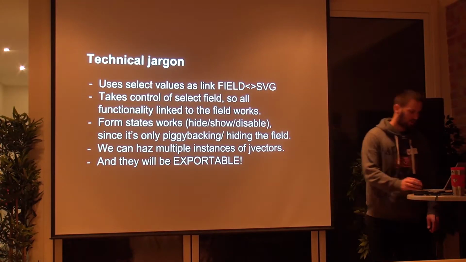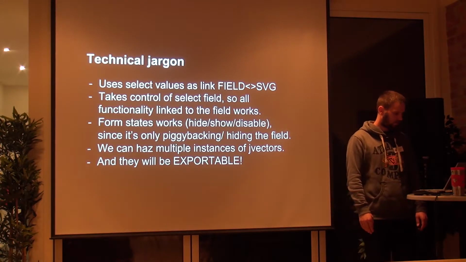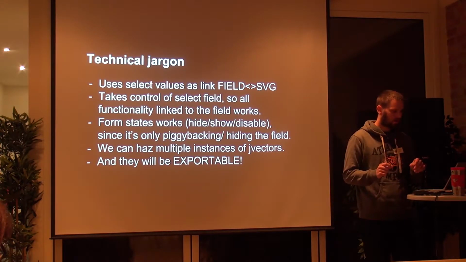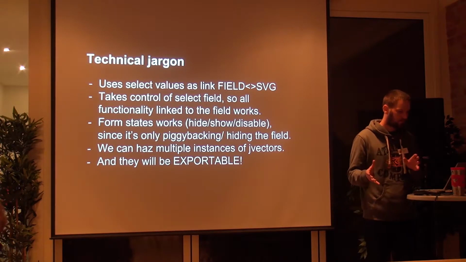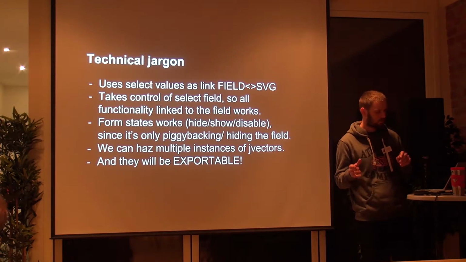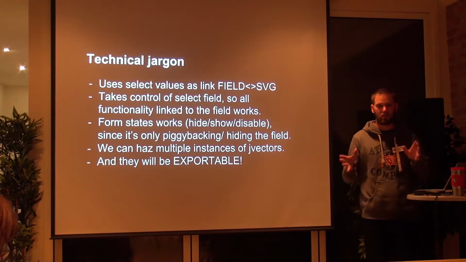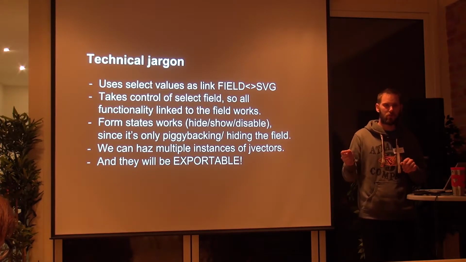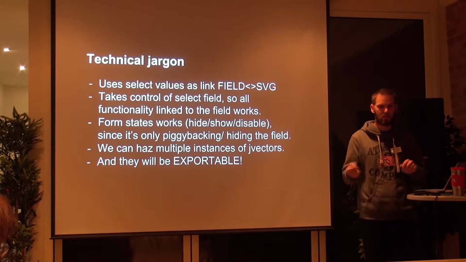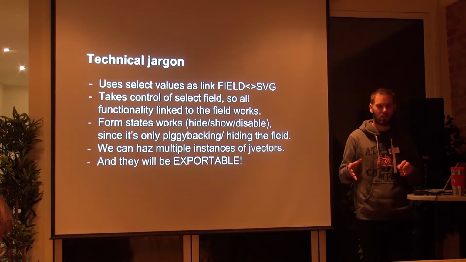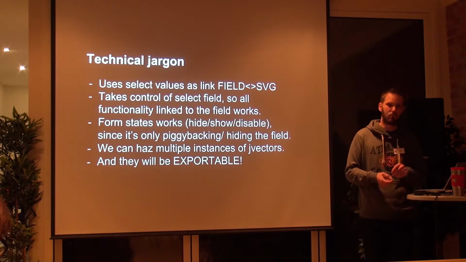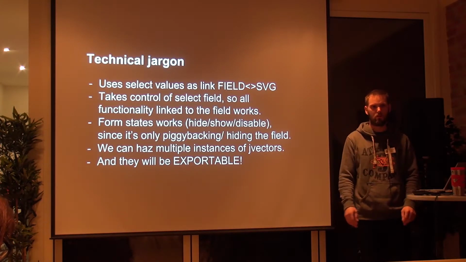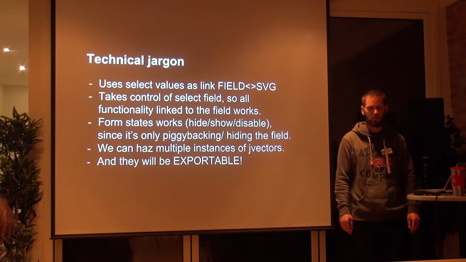So to the technical, I've probably said this already, but it uses select values as link between the field and the SVG, and it takes control of the select field. So all functionality basically is shared. So if you click the Jvector map, it says, "Hey, change this select field," and it does that, and that again triggers the form API. So it's just basically a layer on top of the select field controlling it.